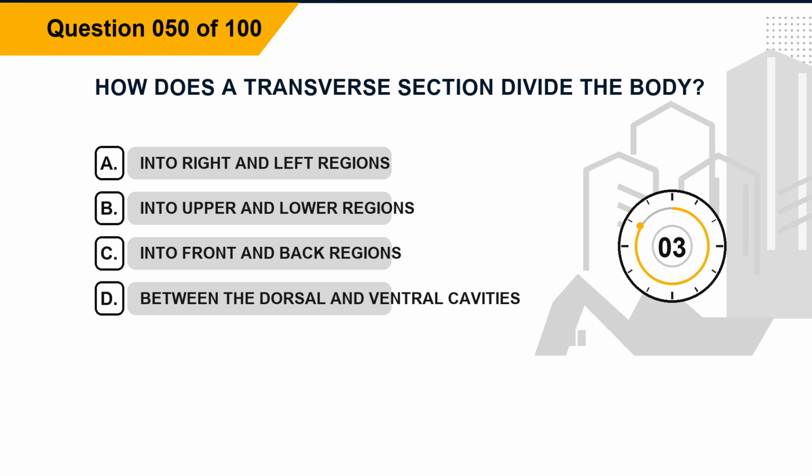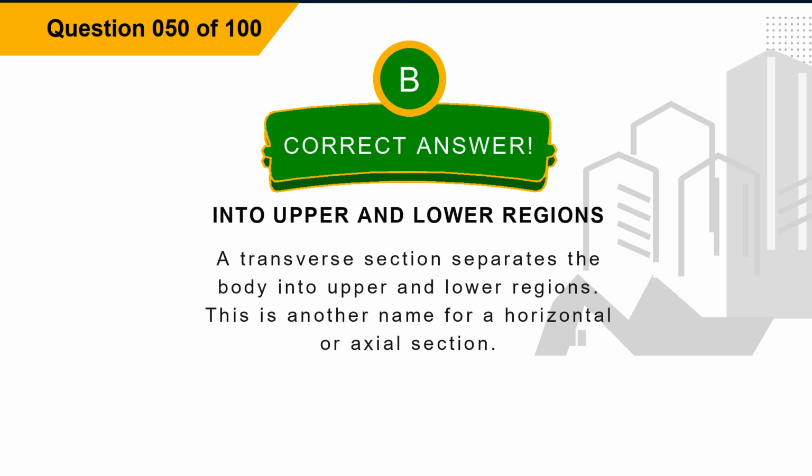Option D, between the dorsal and ventral cavities. The correct answer is option B, into upper and lower regions. Explanation: a transverse section separates the body into upper and lower regions. This is another name for a horizontal or axial section.